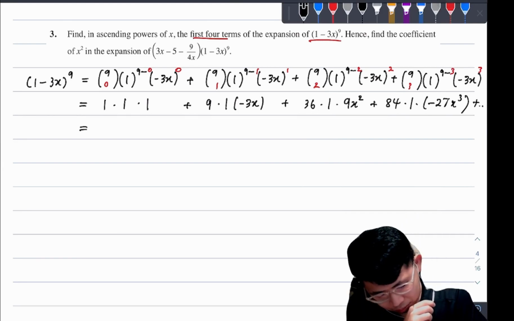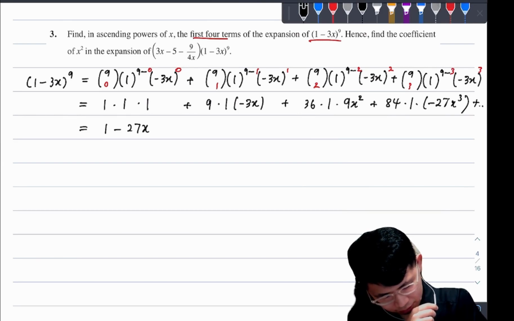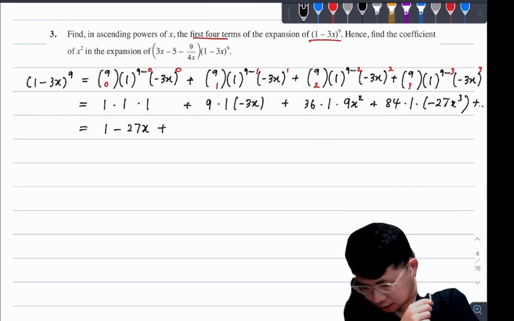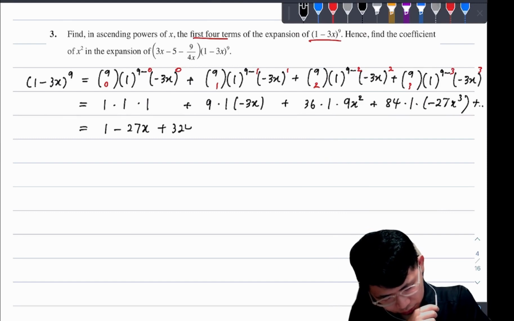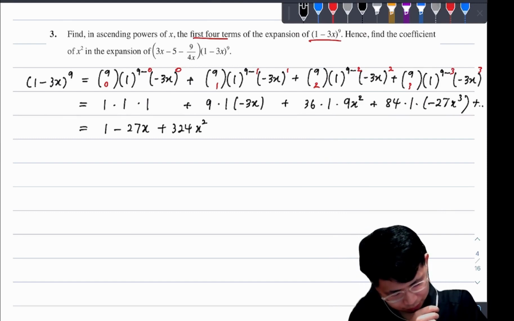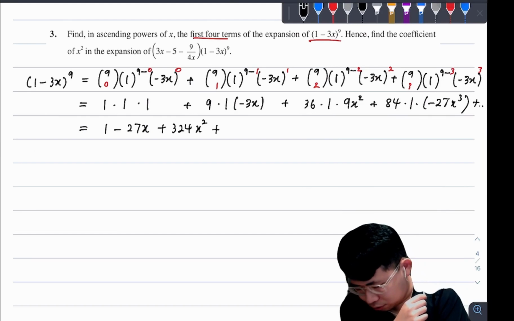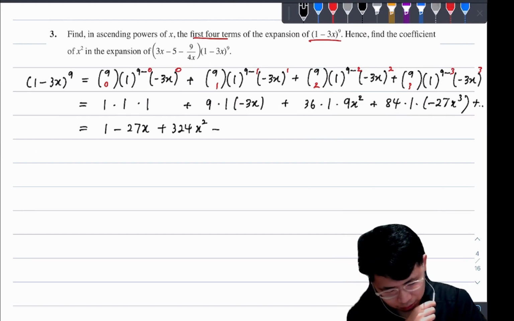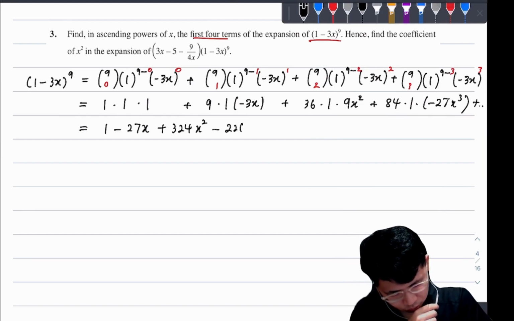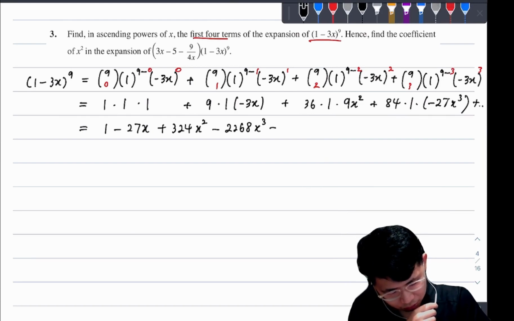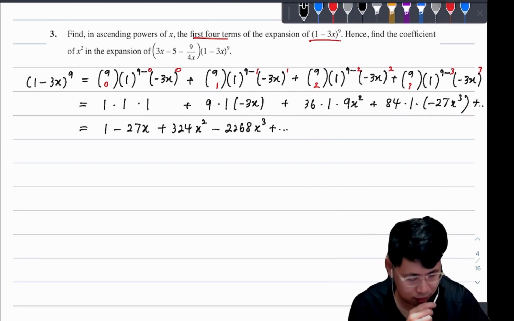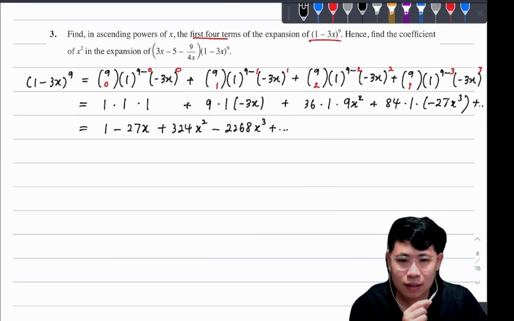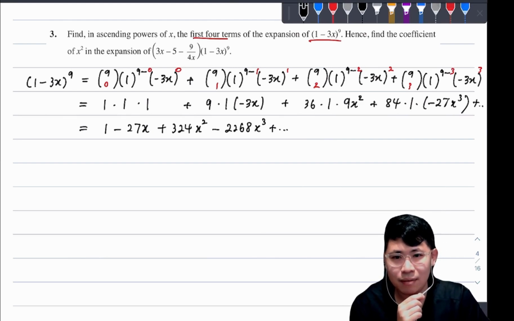Okay, so let's simplify. So 1 minus 27x plus 324x squared minus 2268x to the power of 3, like that. So be careful of the positives and negatives when you expand. Otherwise I think you should be fine.